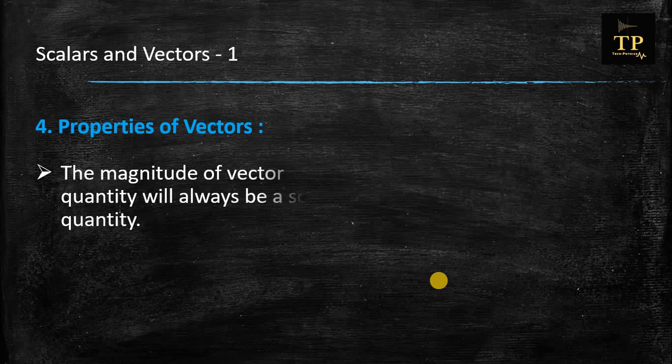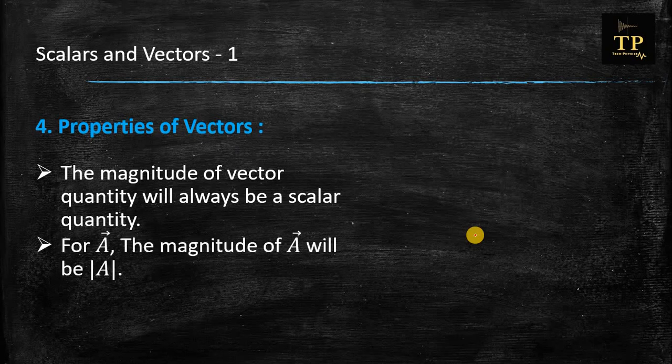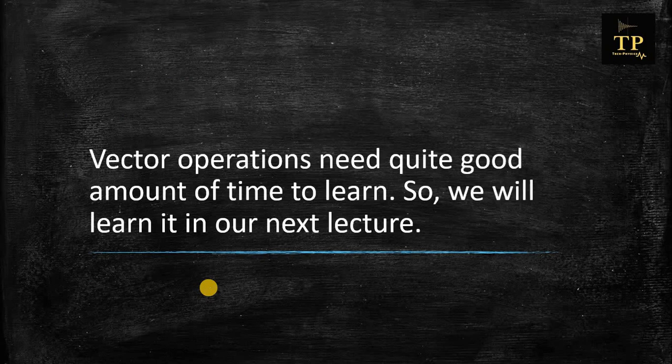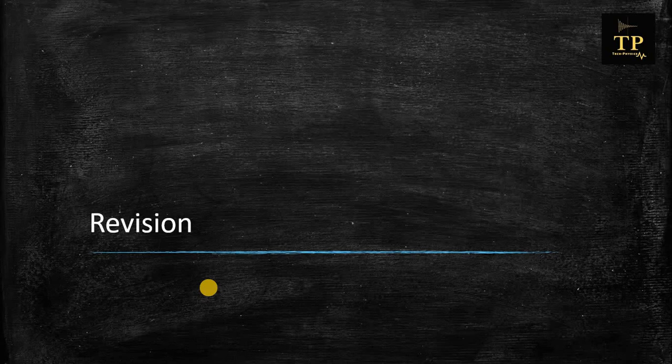Now the last property is, the magnitude of a vector quantity will always be a scalar quantity. Always remember, if you are taking the magnitude of a vector quantity, that will be a scalar quantity. If I want to write a bar in terms of its magnitude, then I write the magnitude of a bar as mod of a. So this is all. As vector operations take quite a good amount of time to learn, we'll take them in our next lecture. And let us take a small revision of whatever we have done.